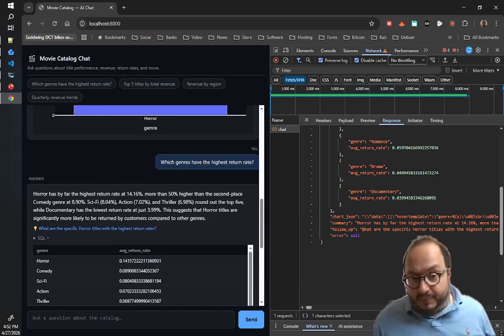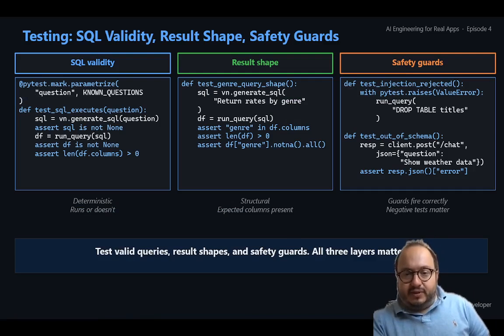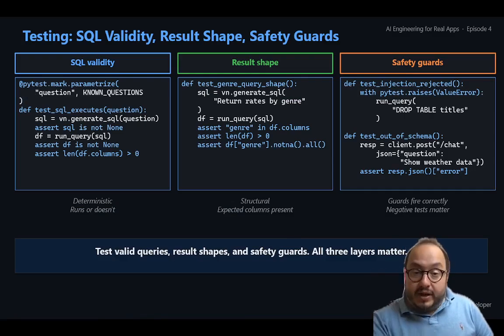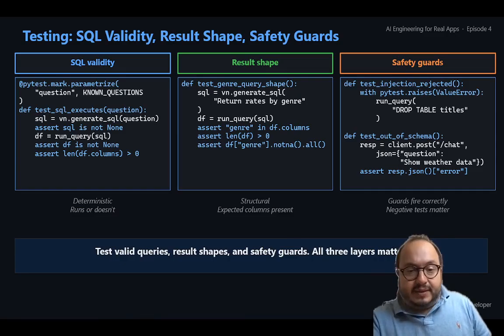Testing an NL-to-SQL pipeline has 3 layers. The first layer is SQL validity. For a set of known questions, Vanna should generate SQL that executes without error. This is deterministic. Either the query runs or it does not. We run each question through Vanna generate SQL, execute the result against DuckDB, and assert that no exception is raised. If a question consistently generates bad SQL, we add a training example to fix it.